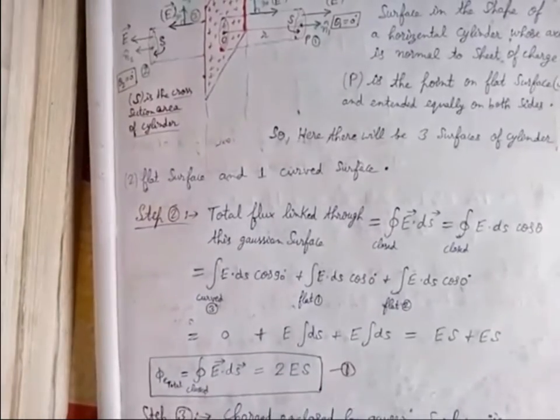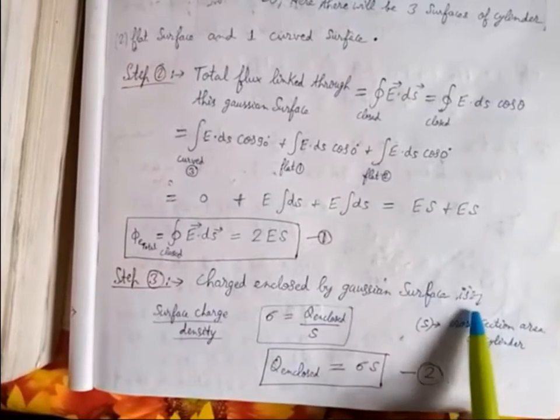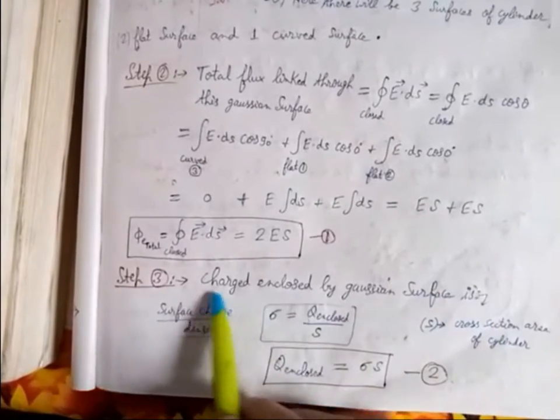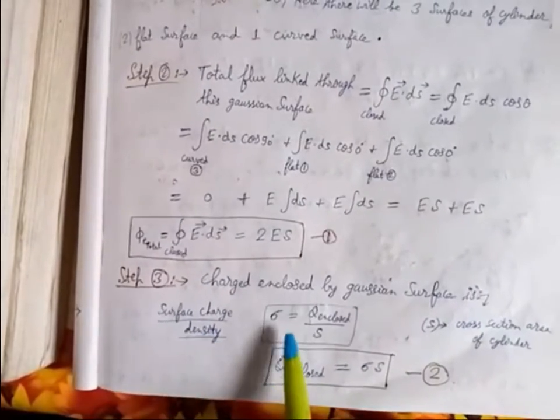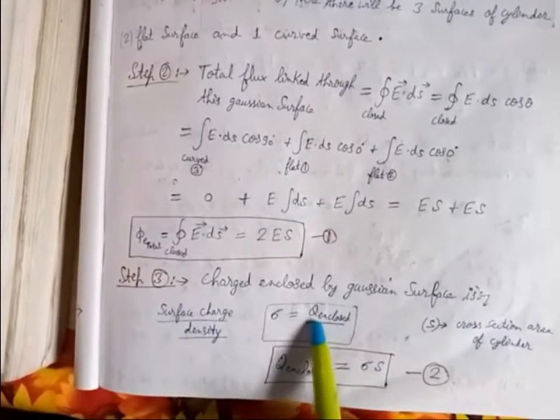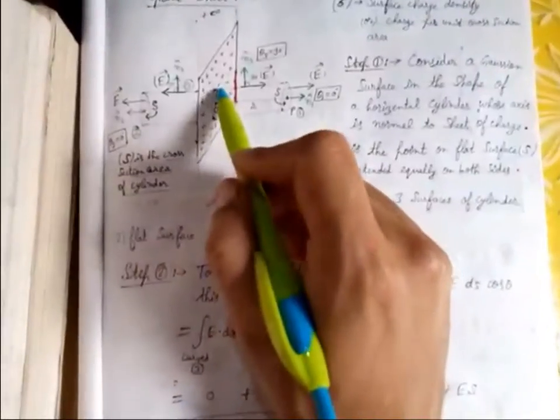Now the next step, number 3. We have to find the charge enclosed by this Gaussian surface. The surface charge density sigma is Q enclosed divided by S, where S is the cross sectional area of the cylinder. This is the charge enclosed.